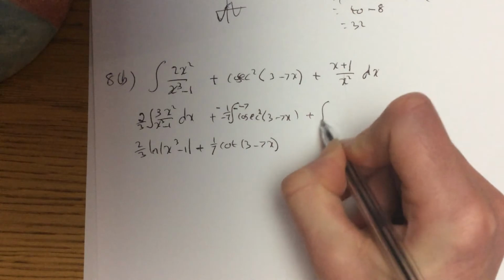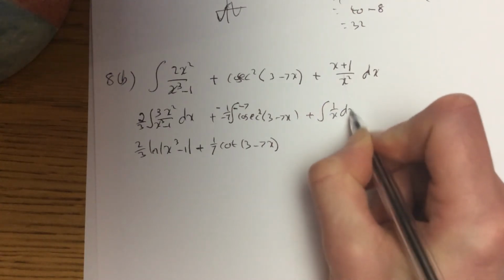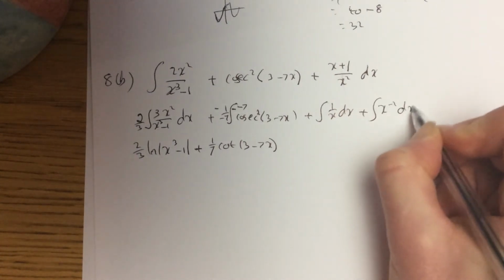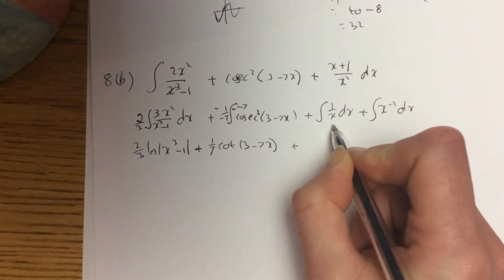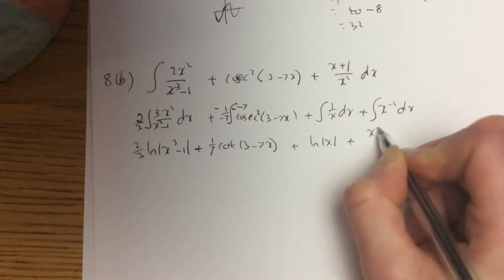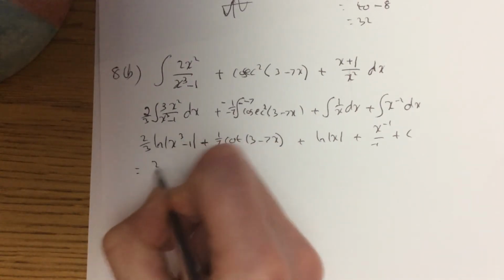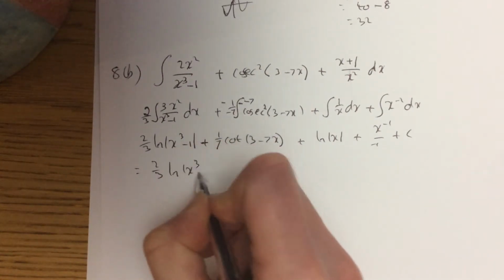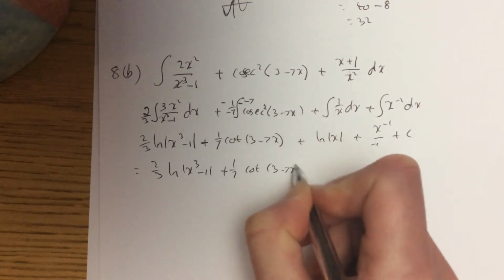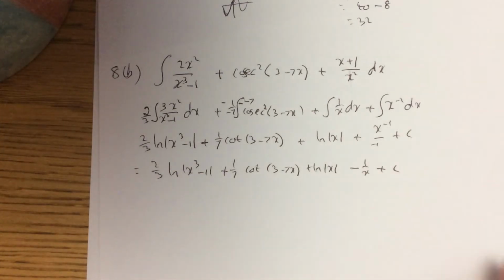To integrate this one, I would split it up into x over x squared, which is 1 over x, plus 1 over x squared, which comes up as x to the minus 2. To integrate a fraction, do I have the derivative on the top? Yes. To integrate this, add 1, divide by it, and don't forget your c. And then I would just tidy that up at the end. So it's 2/3 log x cubed minus 1, plus a 7th cot 3 minus 7x, plus log the modulus of x, minus 1 over x plus c.